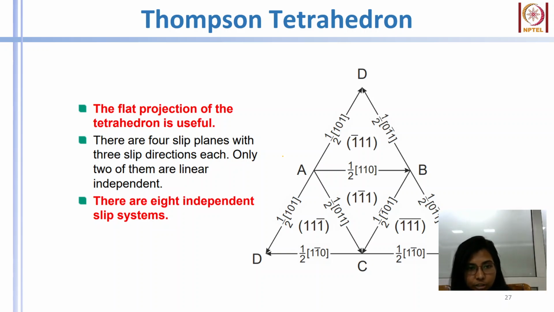So the flat projection of this tetrahedron is very useful. There are 4 slip planes with 3 slip directions for each. Only 2 of them are linearly independent. So please, you don't need to worry. What do you mean by there are 4 slip planes? What are the slip planes? The 111 planes you see, these are the 4 slip planes, with 3 slip directions each. What are the slip directions? These 3 are the slip directions.